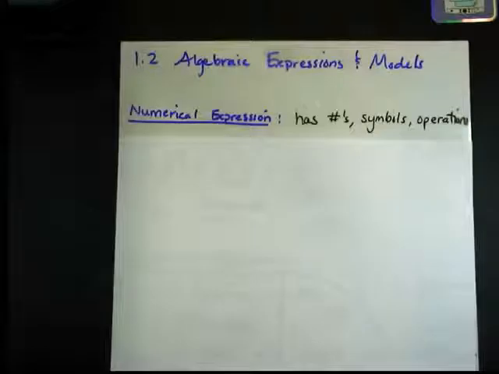All right, today we have 1.2, algebraic expressions and models. A lot of it's going to be vocabulary. The first vocabulary we have is called a numerical expression. A numerical expression has numbers, it has symbols, and it has operations. An expression does not have an equal sign.